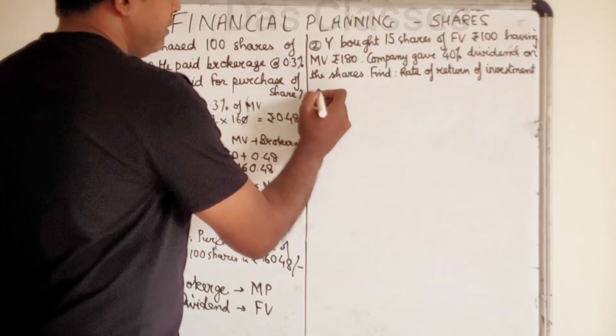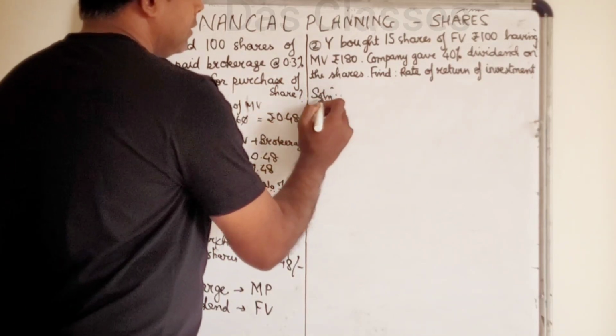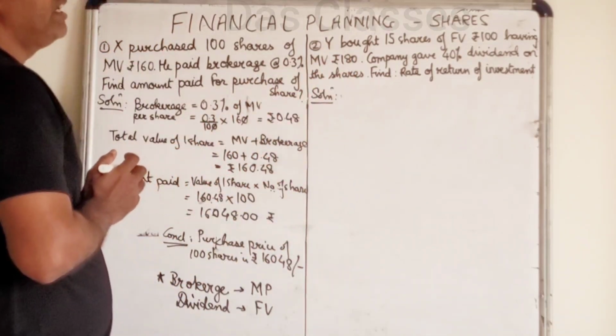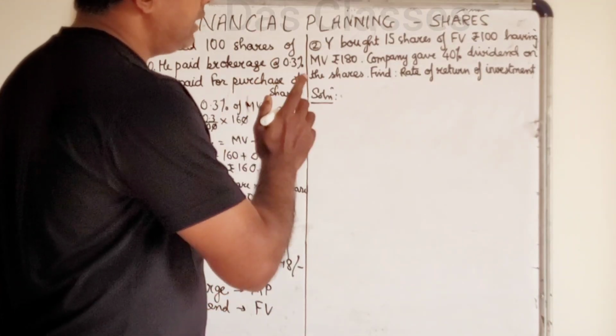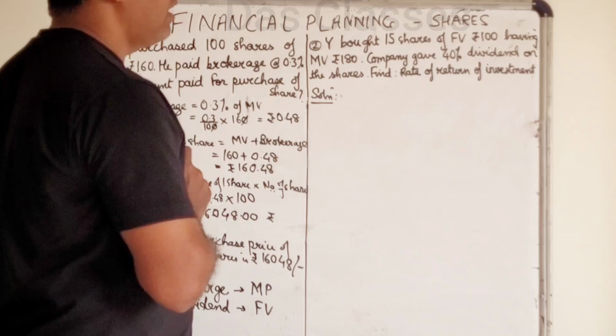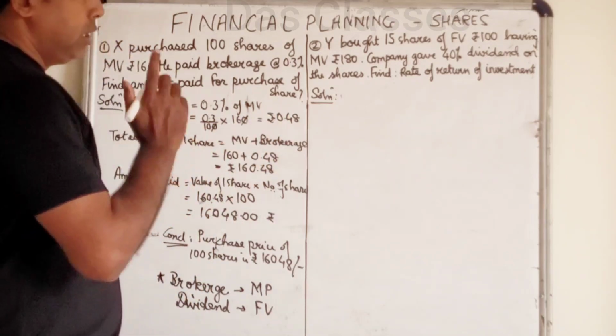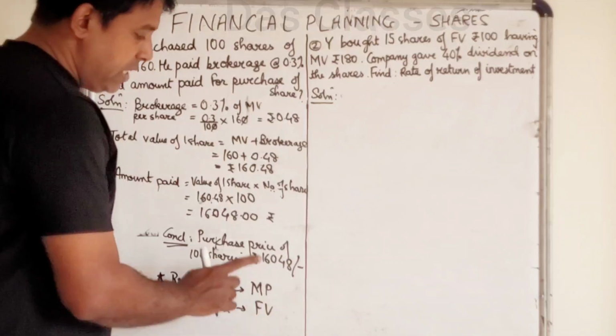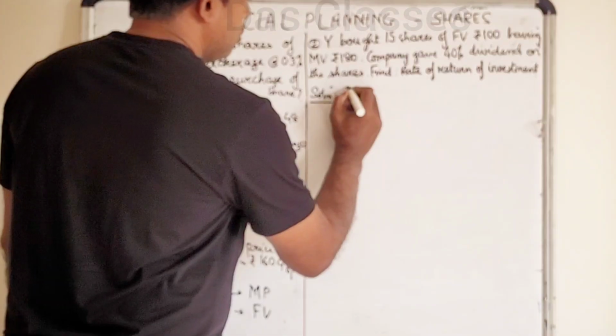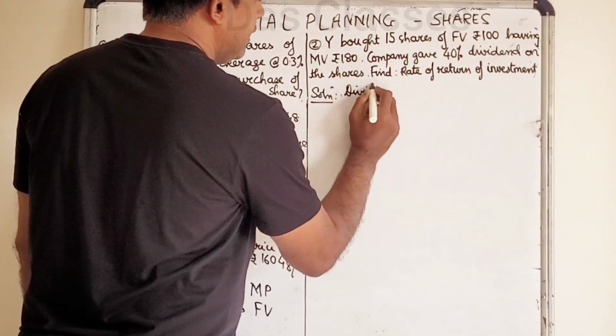There's another example we have taken. Y bought 15 shares of face value 100 having market value rupees 180. The company gave 40% dividend on the shares. Find the rate of return on investment. So dividend is 40%. Now, just now I wrote it, dividend is on face value. So first we need to calculate the dividend.